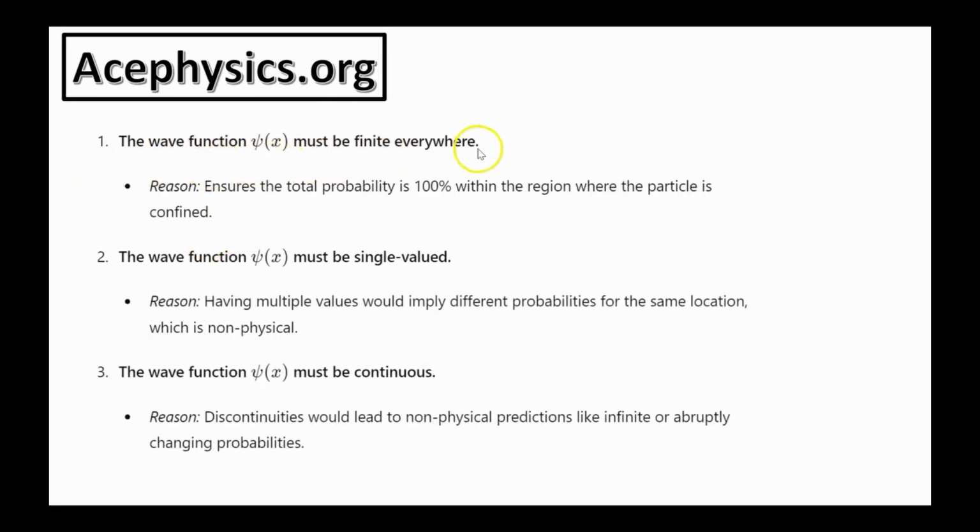And here are the reasons for the wave function requirements. Psi must be finite everywhere. This ensures the total probability is 100% within the region where the particle is confined. The wave function must be single valued. Having multiple values would imply different probabilities for the same location, which is non-physical. The wave function psi must be continuous. Discontinuities would lead to non-physical predictions like infinite or abruptly changing probabilities.